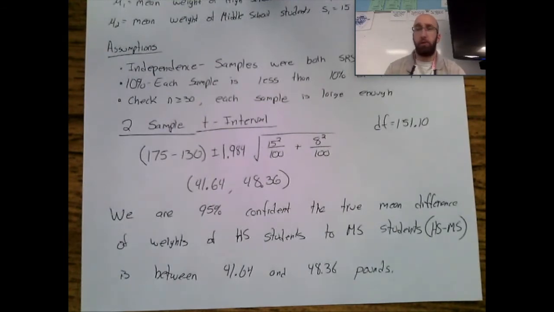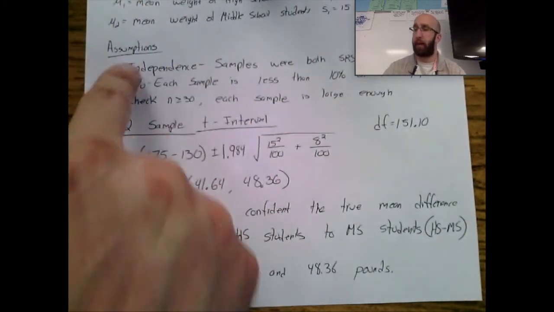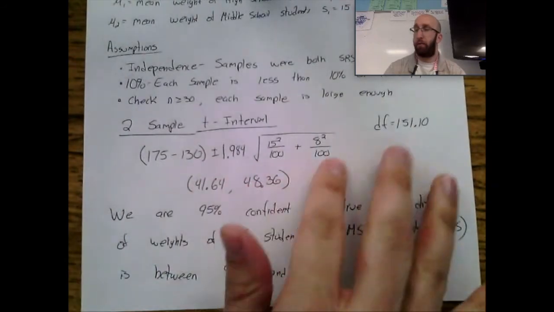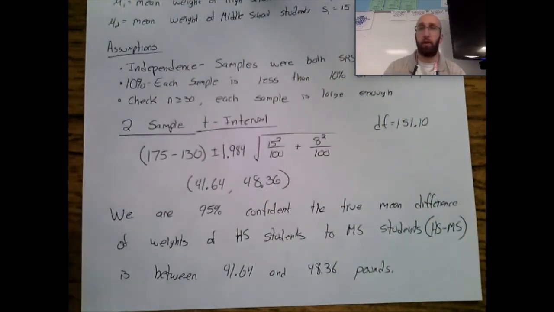So this is a two-sample t-interval. Make sure you have all your pieces here, your P, A, N, I, and C. Be very careful on the formulas, notation, all of those things. Again, this was a two-sample t-interval.